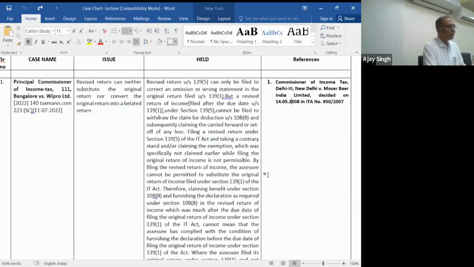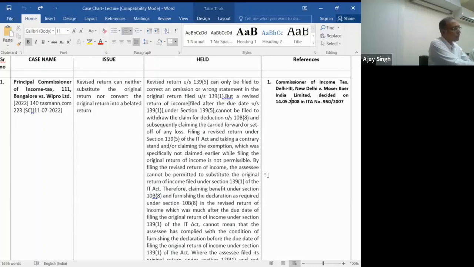The reason being that in the original return filed by the assessee for the relevant year under Section 139(1), the assessee had claimed exemption under Section 10B. Later, for certain reasons, the assessee took back its claim under 10B and filed a revised return under Section 139(5), whereby he claimed the carry forward of loss under Section 72.